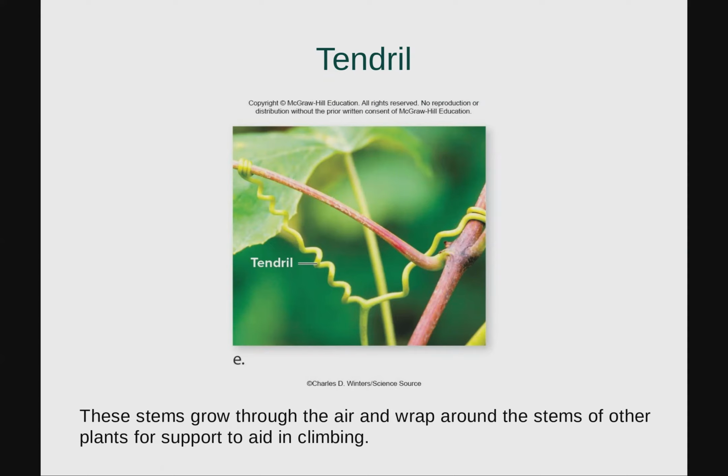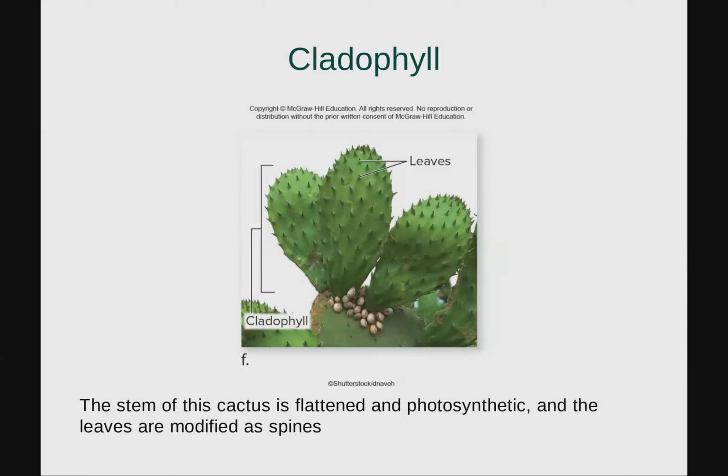We have tendrils. Now, these tendrils grow through the air and wrap around the stems of other plants for support and aid of climbing. We commonly see these on parasitic plants as well as vines.